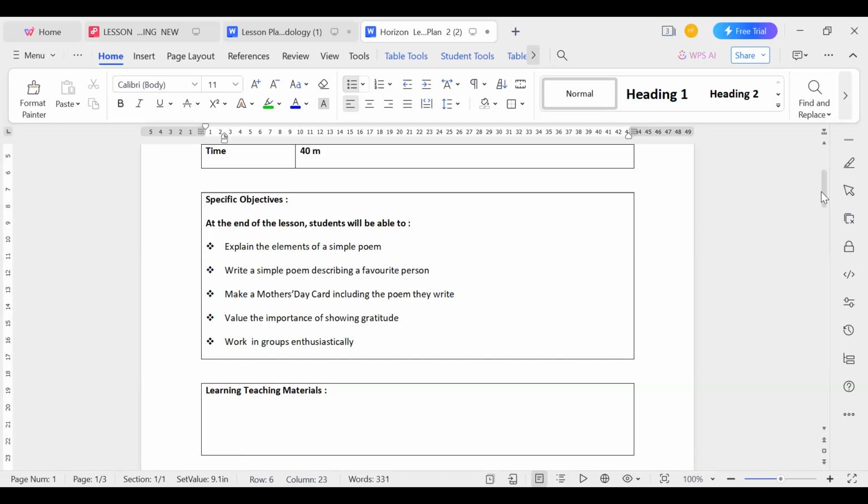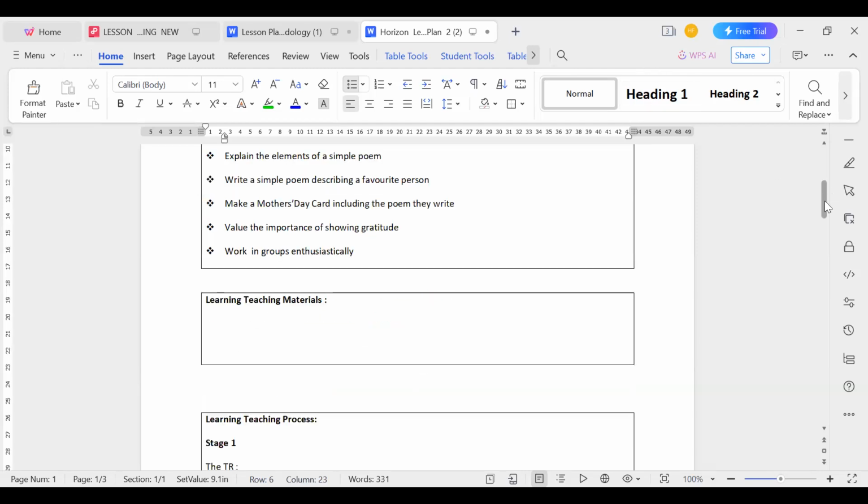But when we discuss this out of the activities to realize the objectives, out of these 5 objectives, which objective can be recalled? Elements of a simple poem. Right, very good. Elements of a simple poem.